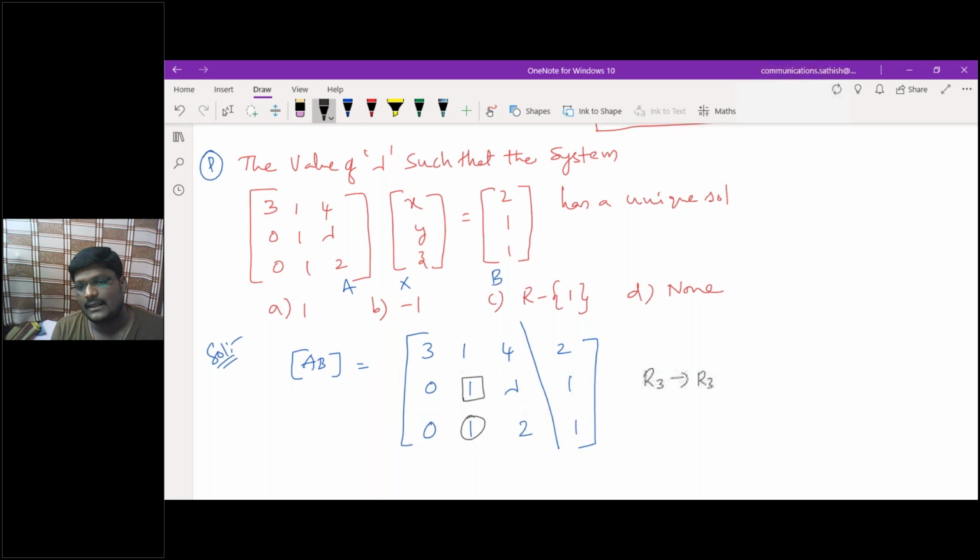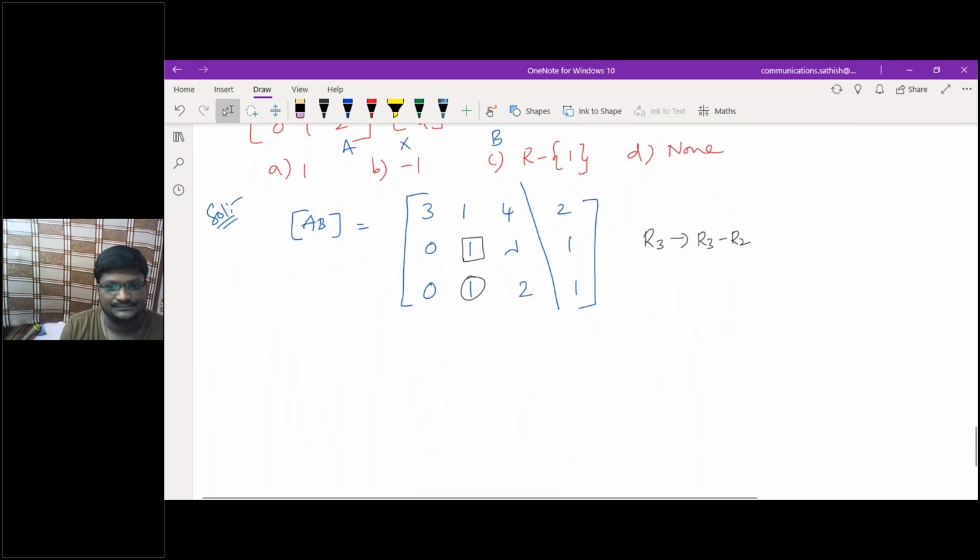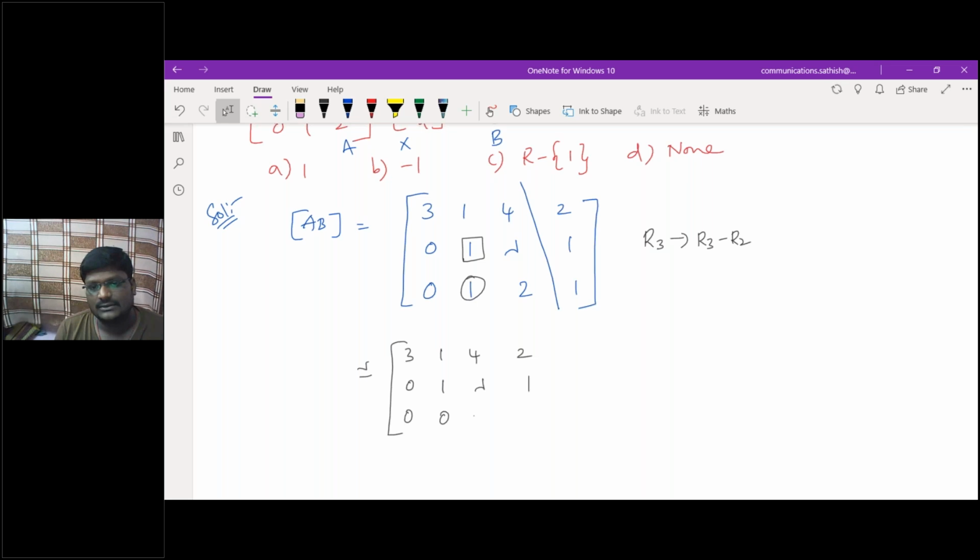R3 as R3 minus R2. So if I perform that operation, what will I get? The matrix becomes: row 1: 1, 3, 1; row 2: 0, 1, 0, lambda; row 3: 0, 0, 2 minus lambda, 0. Am I correct?